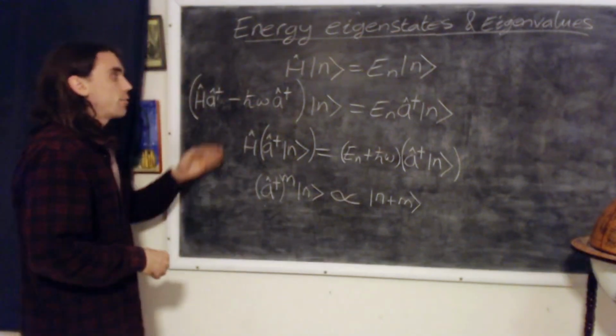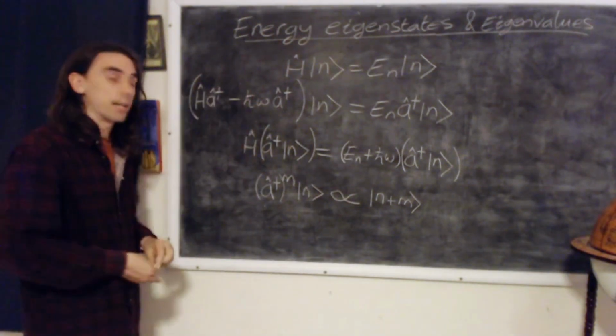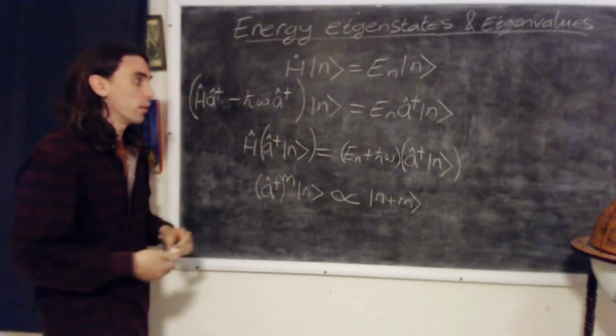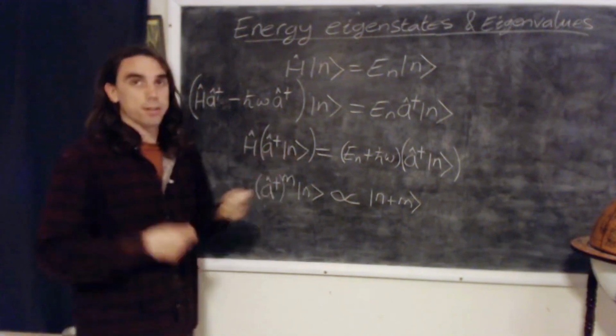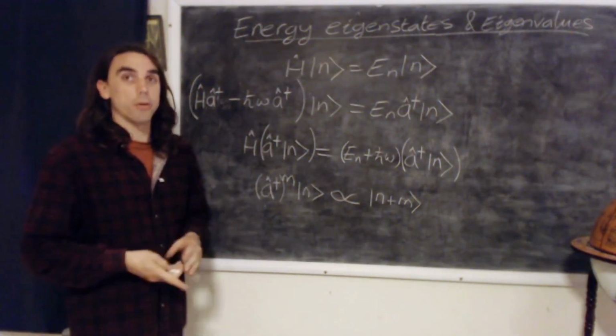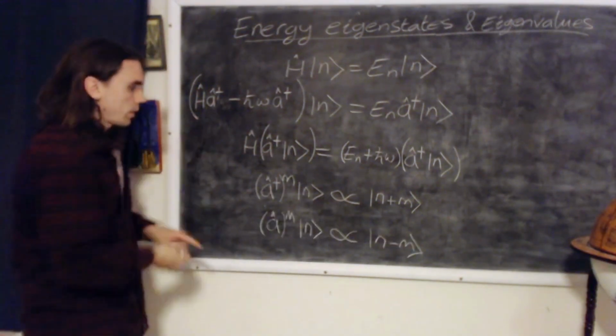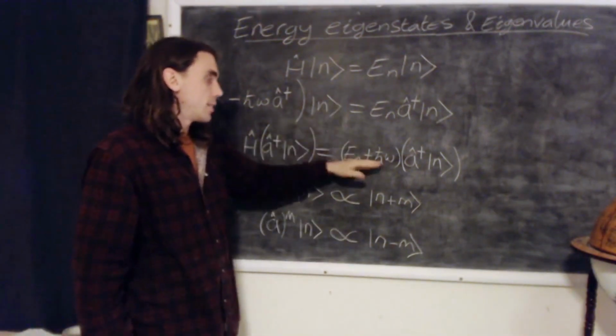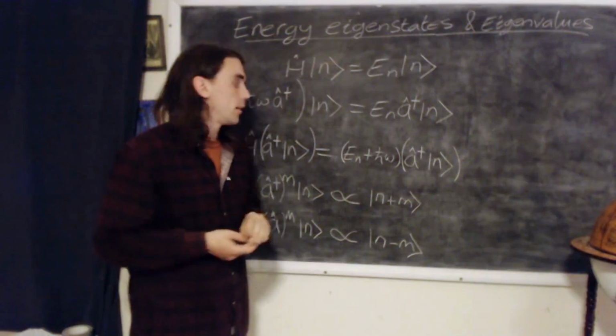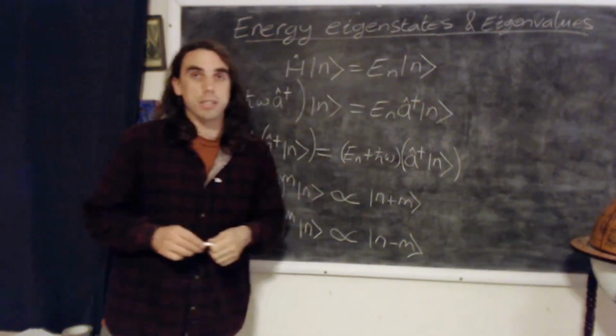And similarly, if you make the same reasoning with A instead of A dagger, you find that it acts as a lowering operator. It lowers the energy each time. Acting on n, it gives another eigenstate with an energy which is lowered by h bar omega. So we're getting there with our solution. We know that there's an infinite ladder of states separated by energies h bar omega, but we need to work out what those energies actually are.